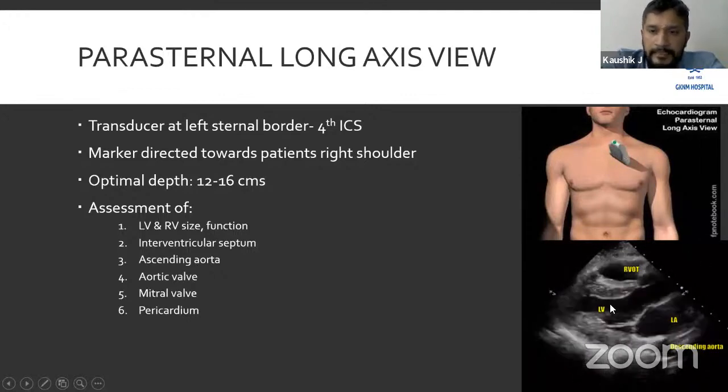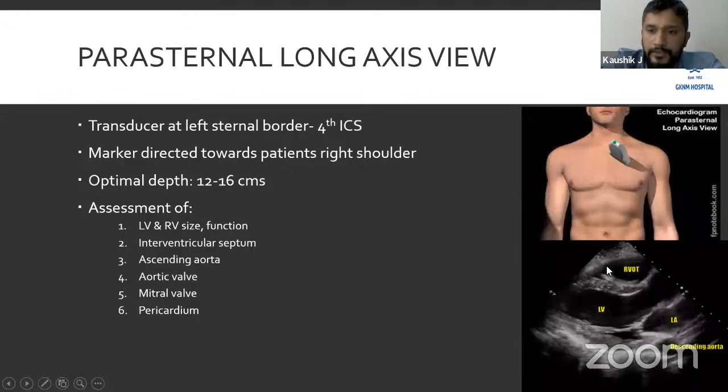And like we can see in this video, it is used to evaluate the RV outflow tract. It is usually pointing towards the patient's left shoulder. Optimal depth for obtaining this window would be around 12 to 16 centimeters.